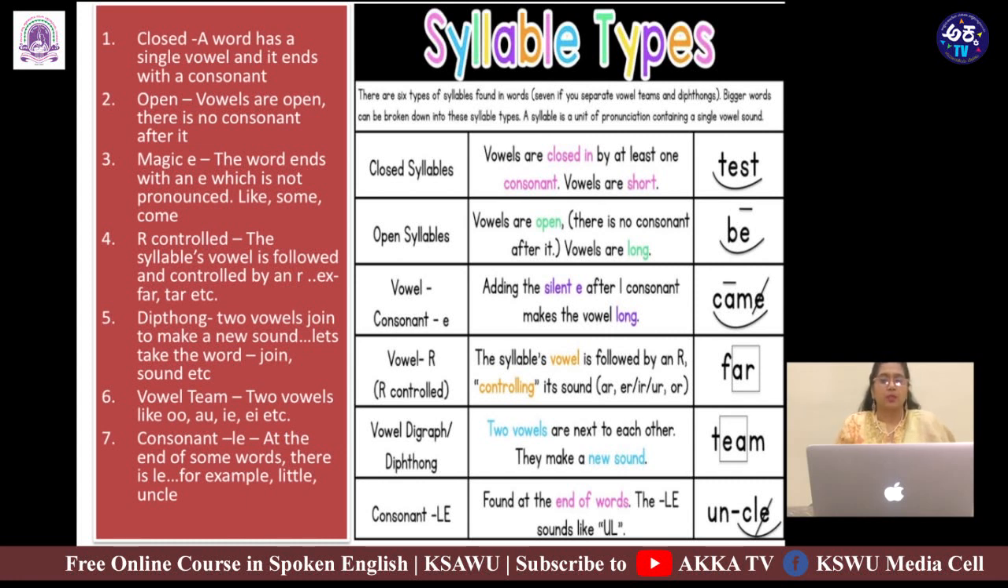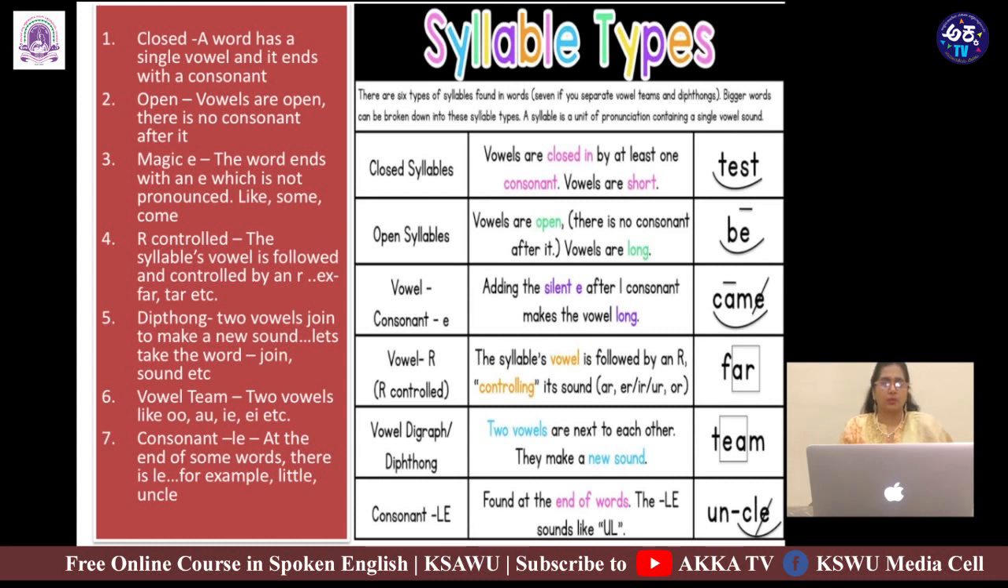Next comes the vowel-consonant-E, where E is very silent, as in came, game. We don't pronounce the E in the end. These are called magic E syllables. There are syllables where the R is also silent. For example, far, F-A-R, far. We do not pronounce the R in this word.